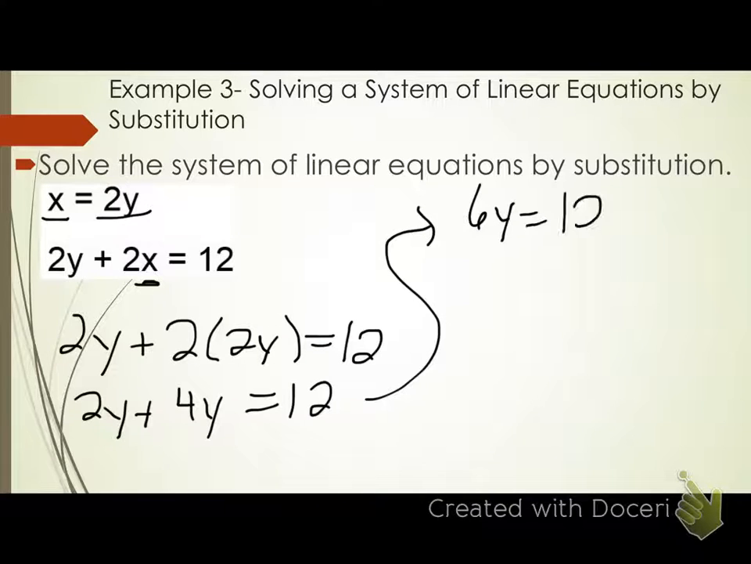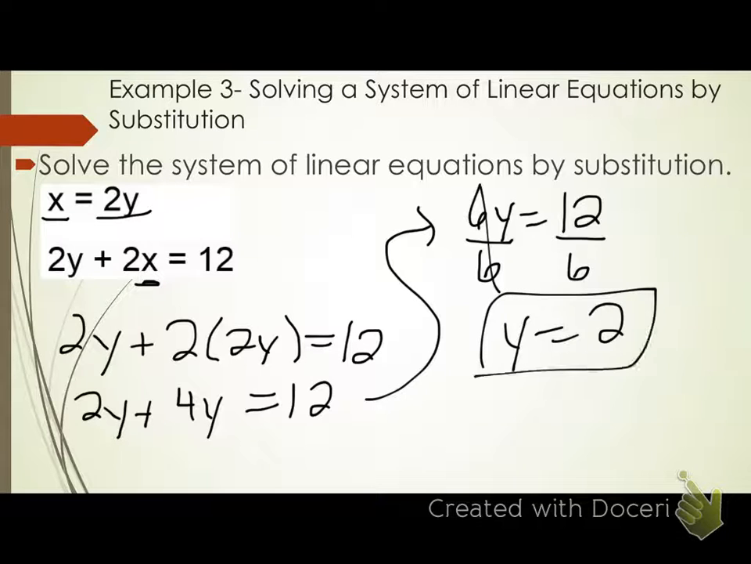2y plus 4y is 6y. And how do I get y by itself? Divide by 6. Y equals 2. There's my y value for my ordered pair. Do not stop after finding one of your variables. Which equation do you want to plug into? First one. Could I plug into the second one? You could. You can plug into either equation. What does x equal? 4.